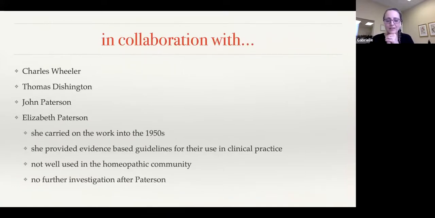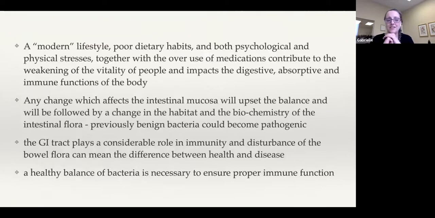Now, he worked with other individuals like Wheeler, Dishington, and namely John Patterson and his wife Elizabeth. So Dr. Bach, along with these other scientists, came up with 11 bowel nosodes, and Dr. Patterson and Elizabeth Patterson continued the work of Dr. Bach after he identified these nosodes.